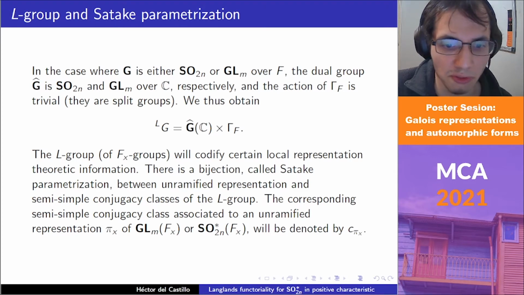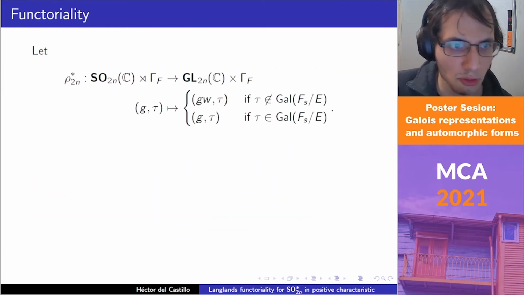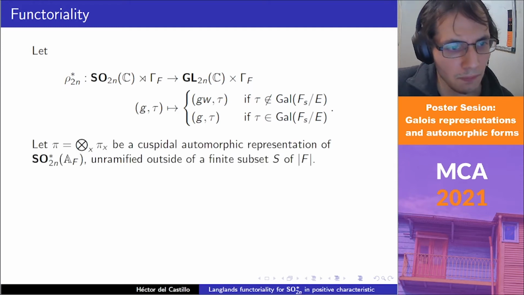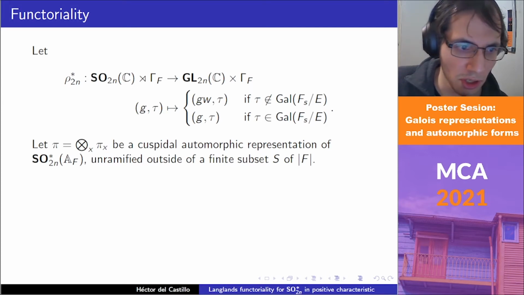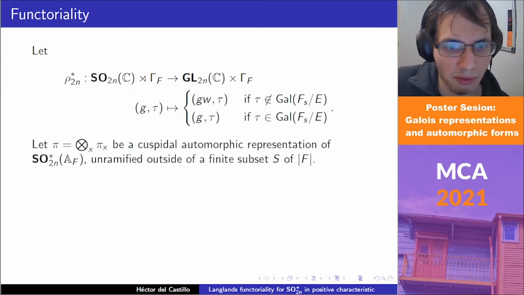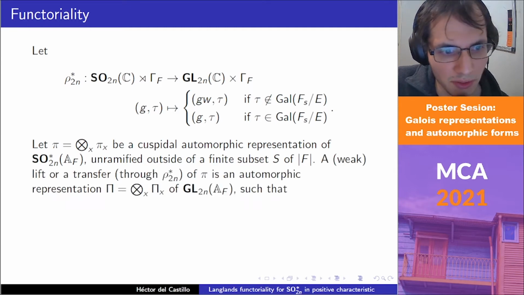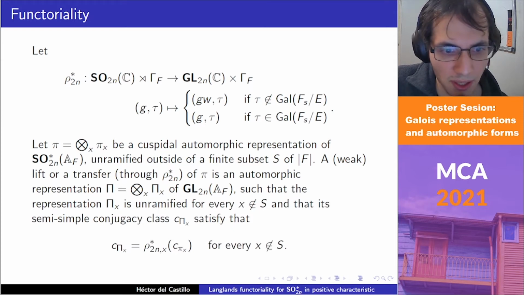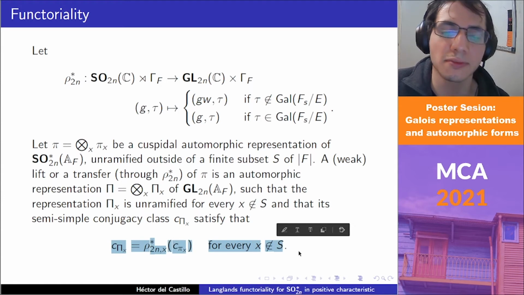Now we have the two ingredients for the functoriality. Let rho 2n star be the following L group homomorphism. Let pi be a cuspidal automorphic representation of SO2n star AF, unramified outside a finite subset S of places. A weak or a transfer of pi is an automorphic representation big pi of GL2n AF, such that the representation big pi x is unramified for every x not in S, and that its semi-simple conjugacy class C big pi x satisfies the following formula for every x not in S.